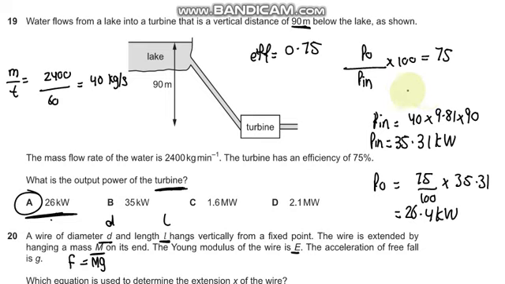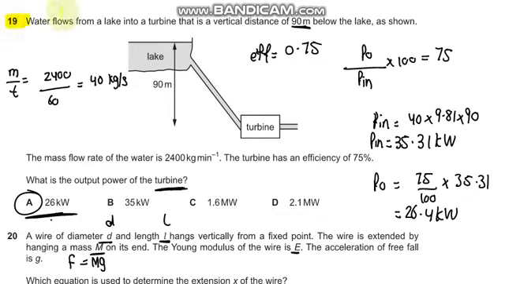Hello, so this is A level physics, and today we are going to continue with A level 9702 specimen paper 2022. We will continue with question number 19.